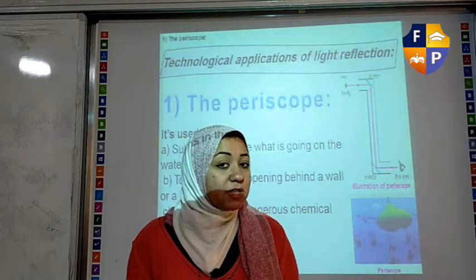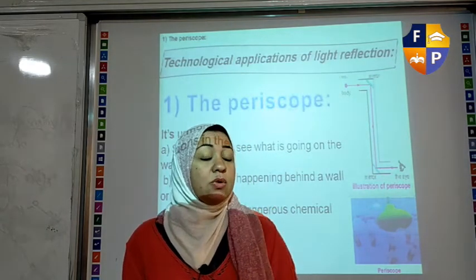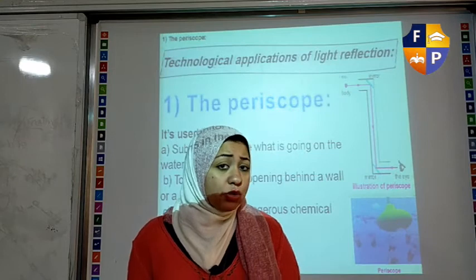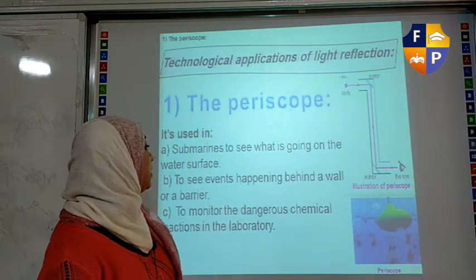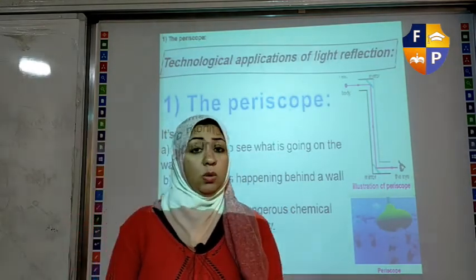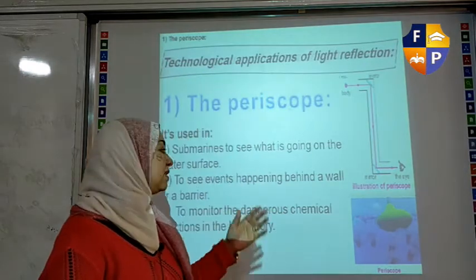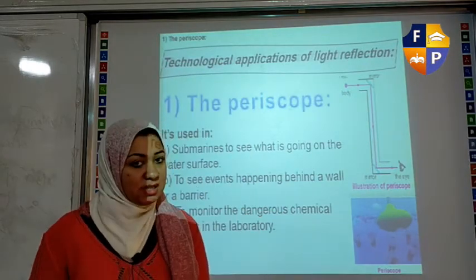What's the function of the periscope? It's used in submarines to see what's happening under the water, or to see what's happening behind a wall or barrier in wars. Also, it can be used for observing dangerous chemical reactions in the laboratory.